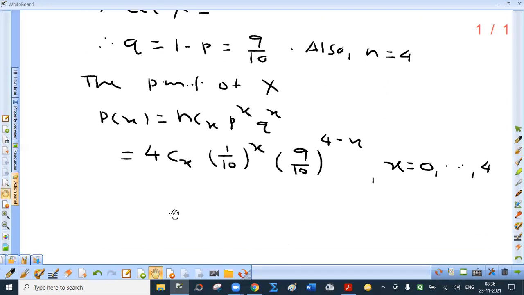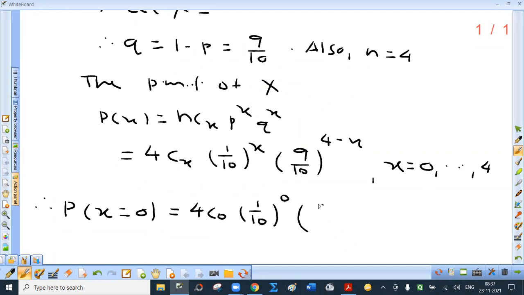Okay. Now what is asked? Required probability P of X equal to 0, that is the probability that none of the balls is marked with digit 0. So this is 4C0 1 upon 10 raised to 0 into 9 upon 10 raised to 4. Now 4C0 is 1. So the required answer is 9 upon 10 raised to 4.